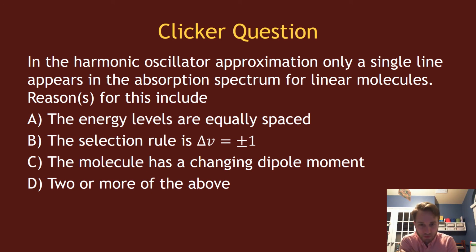In the harmonic oscillator approximation, only a single line appears in the absorption spectra for linear molecules. Reason or reasons for this include what? Here the energy levels are equally spaced. That definitely has to be the case. If your energy levels aren't equally spaced, like rotational states, then you get many peaks appearing. The selection rule is that you can just have a plus or minus 1 change. That also is a reason why there's only one peak. The molecules having a changing dipole moment is not really the reason why there's only one peak. So it's not C, but A and B are both true, so D here, 2 or more, are true.